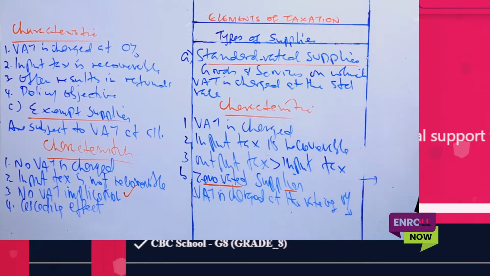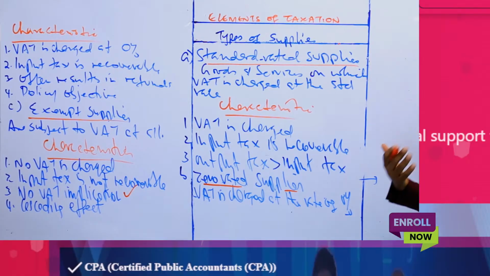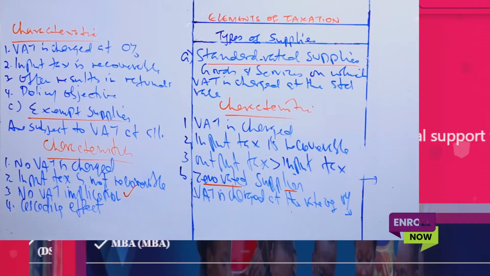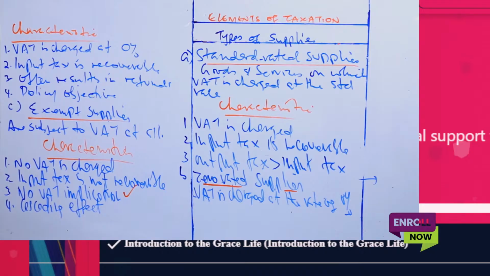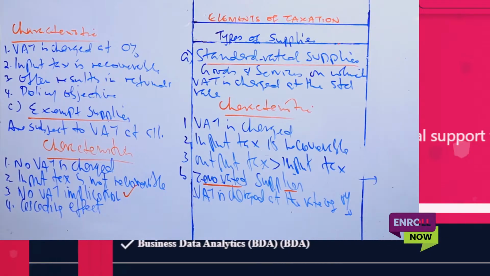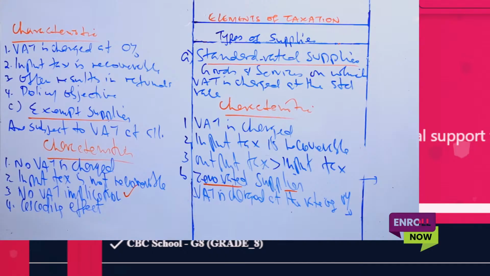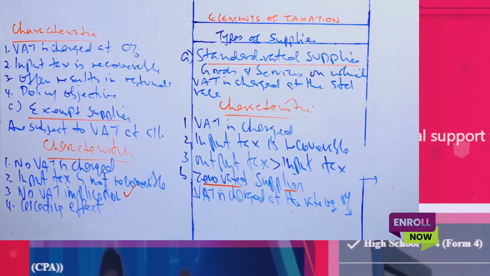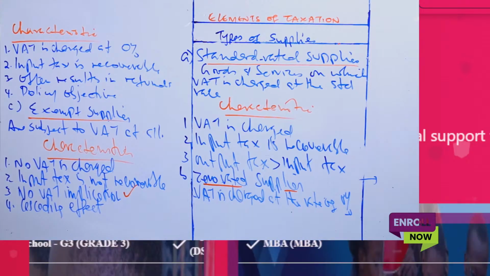How do we explain pricing? We can say the classification affects the pricing strategy of goods or services. Another reason is for input tax recovery. This classification determines whether a business can claim back VAT on its purchases.